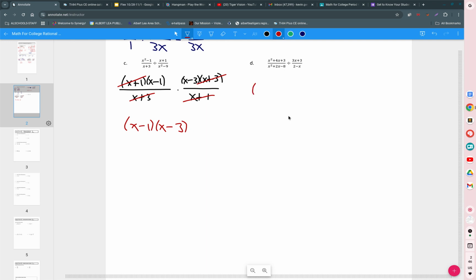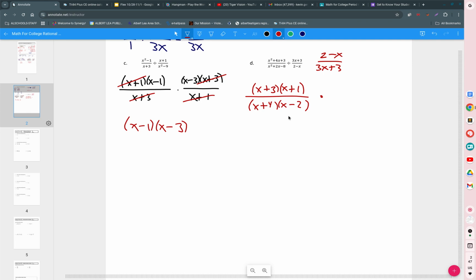Last example. X plus 3 times x plus 1 in the top. I can see that clearly. How does the bottom factor? My two numbers have multiplied to -8 and added to 2. A positive 4 and a negative 2. And remember, we're going to flip this. So we're going to have a 2 minus x in the top, and we're going to have a 3x plus 3 in the bottom.